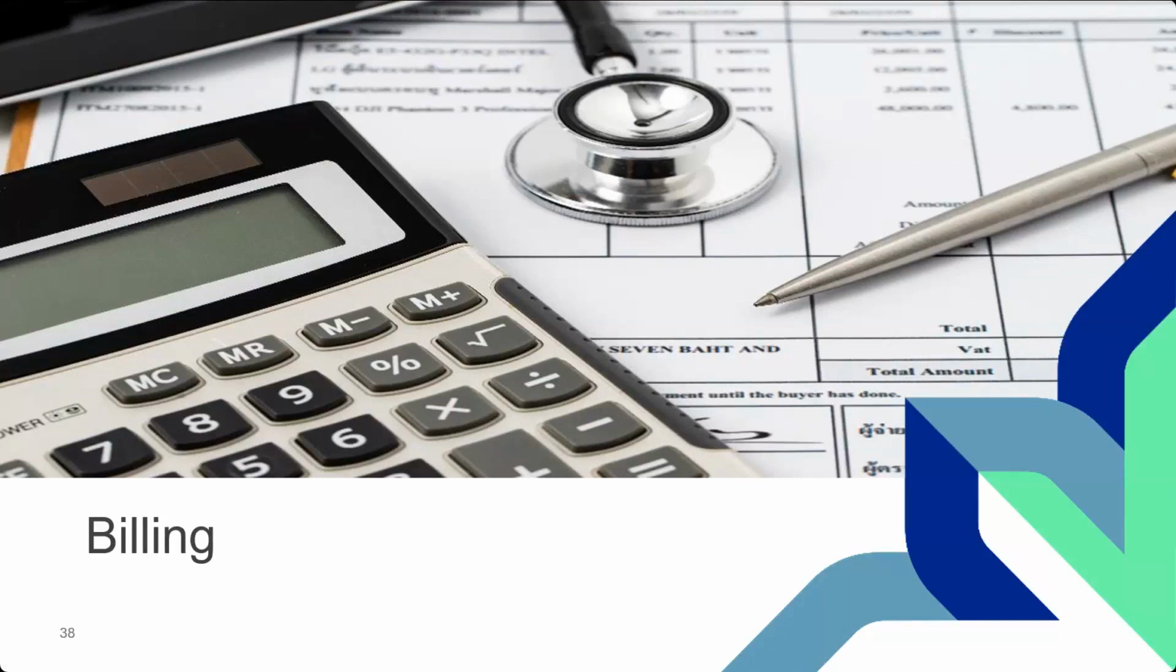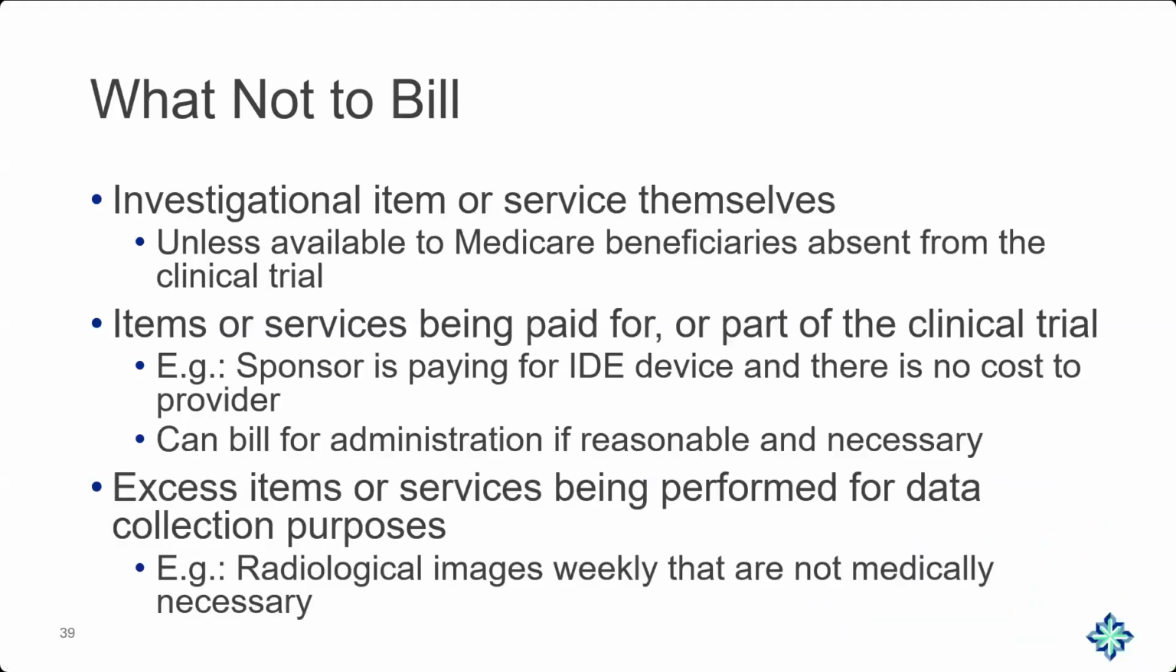So now we've received CMS approval, we've reached out to our MAC, we reviewed the coverage criteria to make sure we're following all the criteria of the NCD, and now we're ready to bill. So let's start by talking about what not to bill in a clinical trial. All right, as a provider of a clinical trial, let's talk about these things that should not be billed. First is the investigational item or service itself, unless this item or service is available to all Medicare beneficiaries absent the clinical trial.